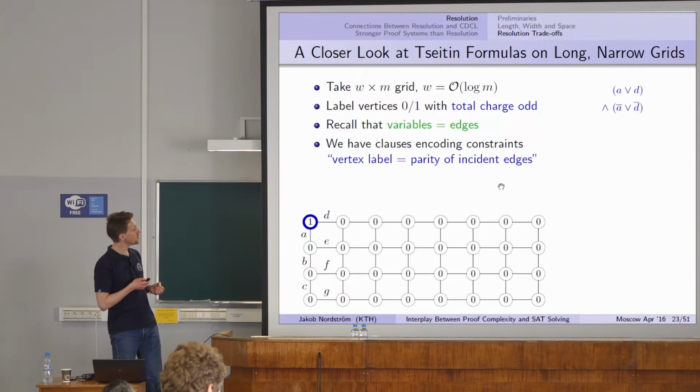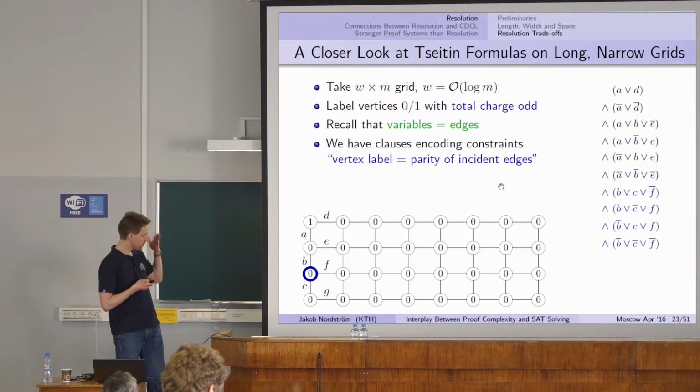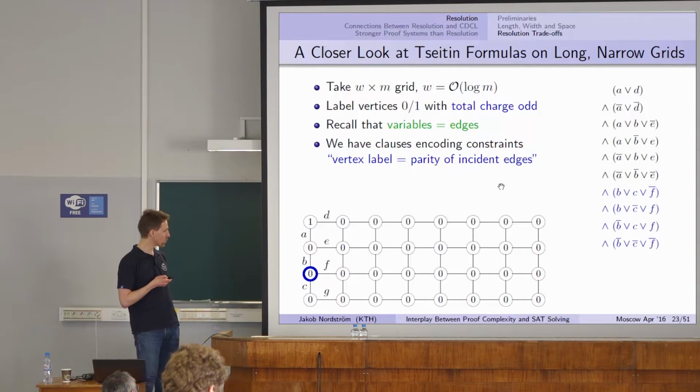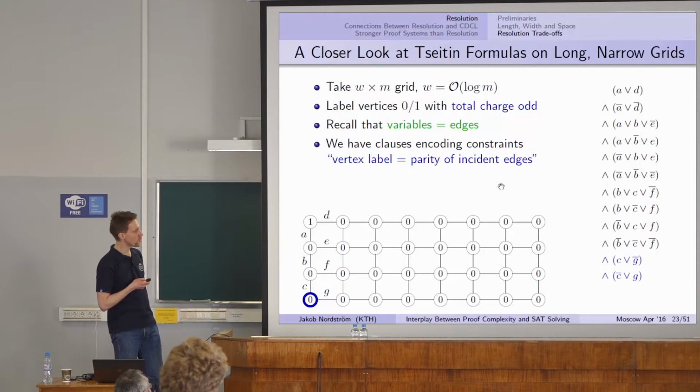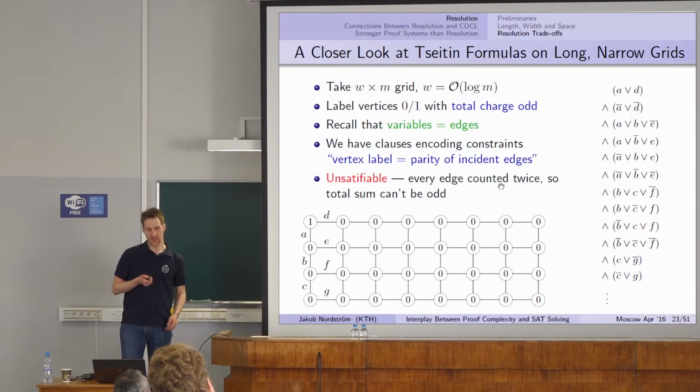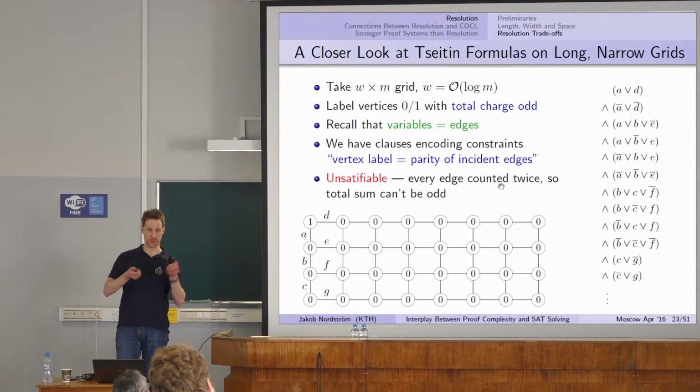So for the first vertex, A, we want to see exactly one of A or D true. For the second vertex, we have clauses saying that 0 or 2 of these variables, A, E, and B, should be true. And the same for the next vertex, 0 or 2 out of B, F, and C should be true. And for the last vertex in this first column, C and G should both be true or both be false, and then you continue. And again, we recall that this indeed gives an unsatisfiable formula because every edge will be counted twice, so there's no way you could end up with an odd total sum.